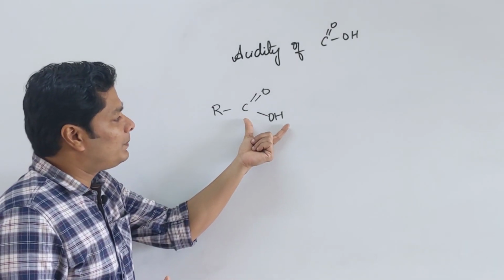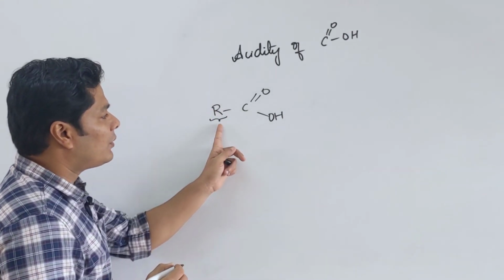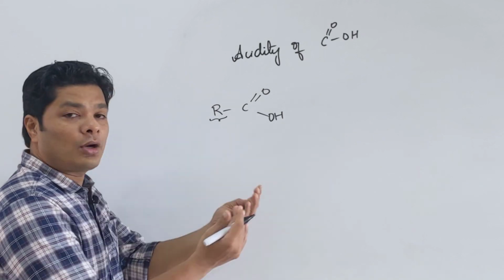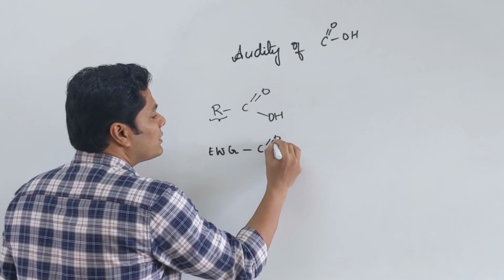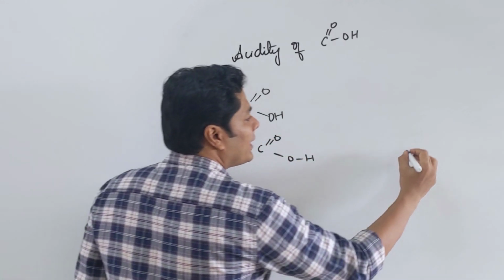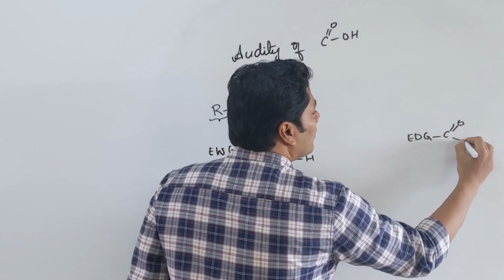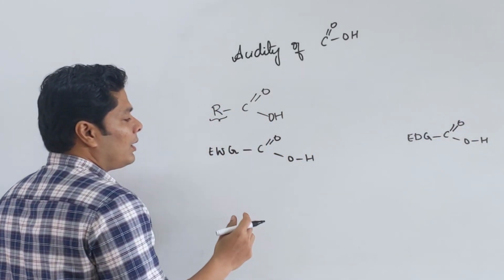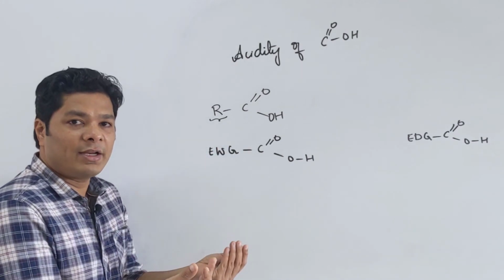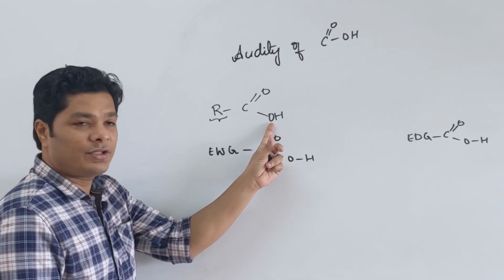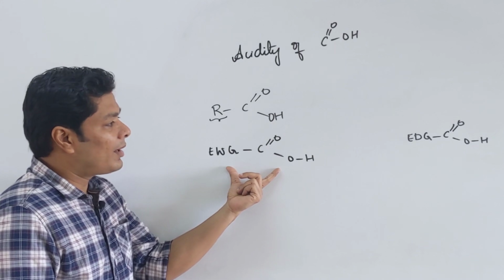Now this acid group is influenced by the R group. The R group here, if it is electron withdrawing, so we can write it this way: electron withdrawing COOH and electron donating group COOH. Now electron withdrawing, the more I withdraw, this carbon will be more electronegative, so it will withdraw more from this oxygen. Because of that, it will be much more acidic compared to electron donating.